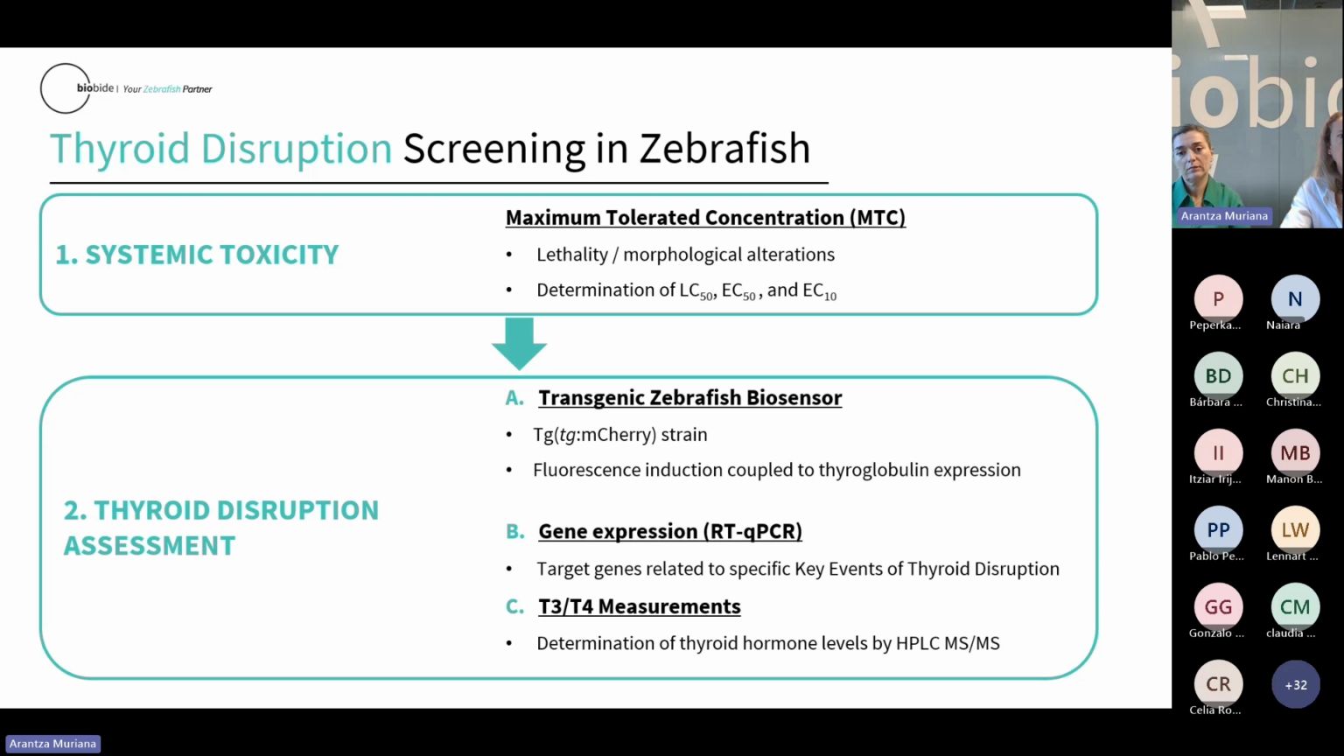In this case, we performed 3 different assays. One involves the use of the transgenic zebrafish as a biosensor for detecting the EDC compounds. Then the gene expression analysis of different target genes related to specific key events of the thyroid disruption. And then to measure the T3, T4 hormone levels in order to determine the concentration of these hormones in the treated embryos by a new method developed by our group by HPLC-MS/MS.